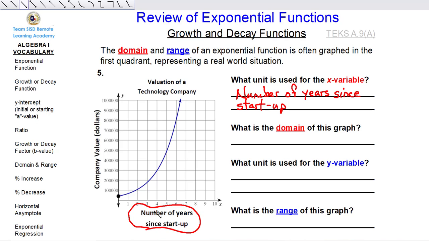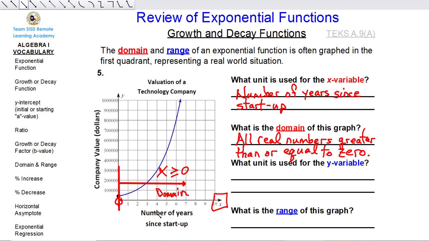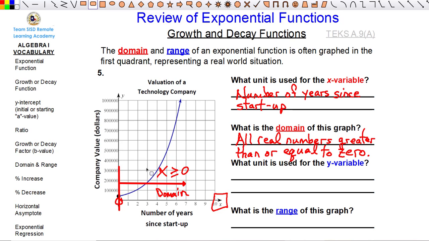Okay. And what is the domain? It looks like it starts at time 0 and it goes to the right. So you're right in thinking that the domain is all real numbers greater than or equal to 0. The inequality would be all real numbers greater than or equal to 0. That's the domain. It starts at 0 and moves forever to the right.